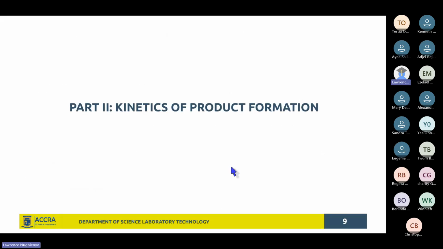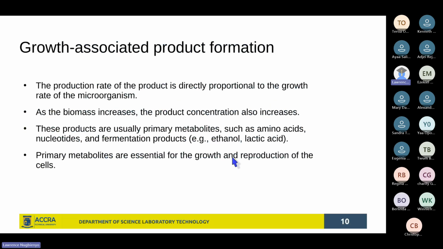Now we move on to kinetics of product formation. So what we did look at was kinetics of microbial growth. Now we move into kinetics of product formation. So our focus is now on the product that is being produced. Now, the product that is being produced, you can look at it in two ways: that this product is growth associated or it is non-growth associated. So what do these mean?